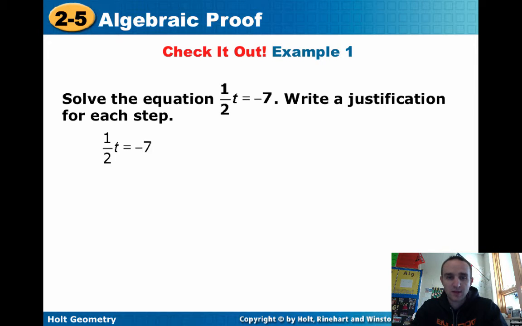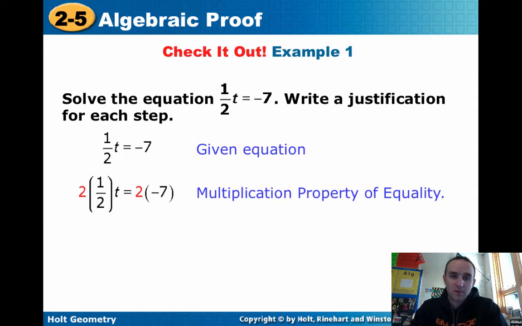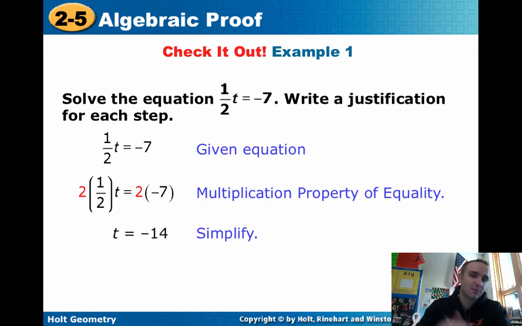Alright, so when we look at it, we've got our given equation, and then we are going to multiply. Remember, we multiply by the reciprocal, so we're multiplying both sides by 2, multiplication property of equality, and then it's just a matter of simplifying. Nice 3-step proof right there.